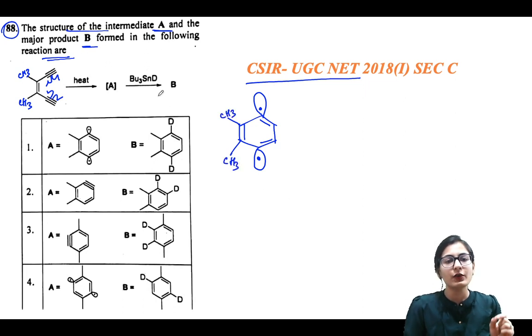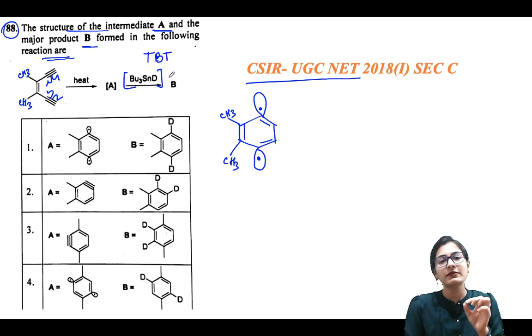Okay, now what do we have? Here is a very popular reagent in many radical reactions. It is called tributyl tin. Sometimes when hydrogen is taken, it is called tributyl tin hydride, and over here, since it's deuterium, we are going to call it tributyl tin deuteride.